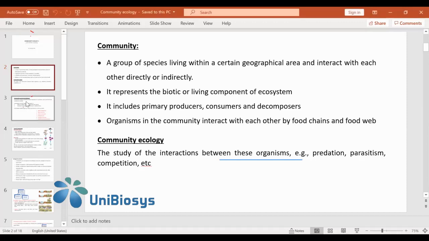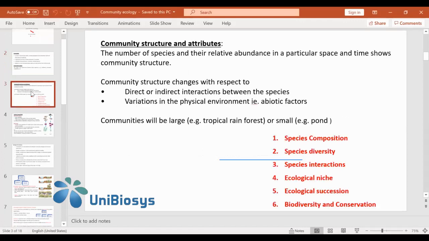So when we talk about a community, it has certain attributes, characteristics or structure. Last time in population ecology, we discussed certain characteristics like natality, mortality, density, isn't it? Then we discussed many growth patterns, growth curves, and R and K selection. All these are the population characteristics or attributes.